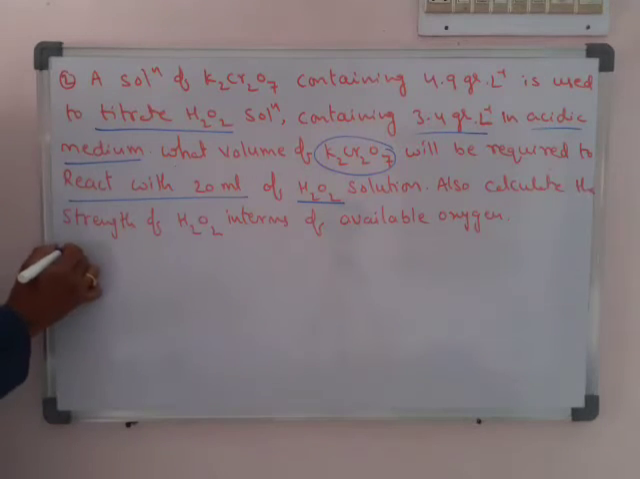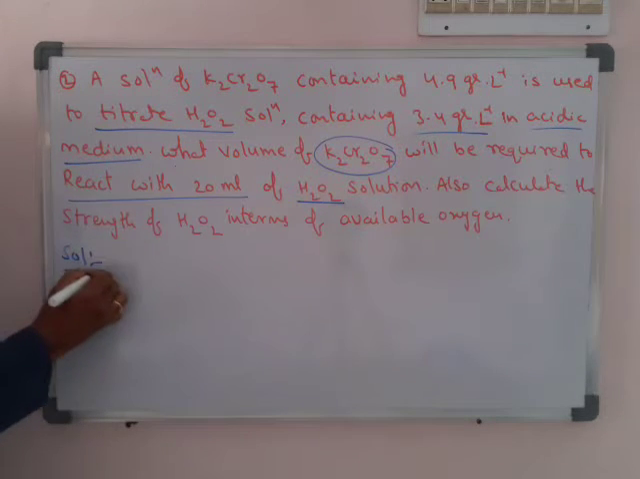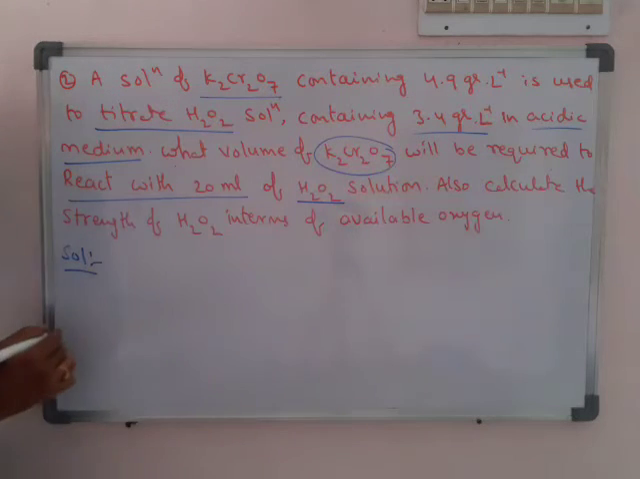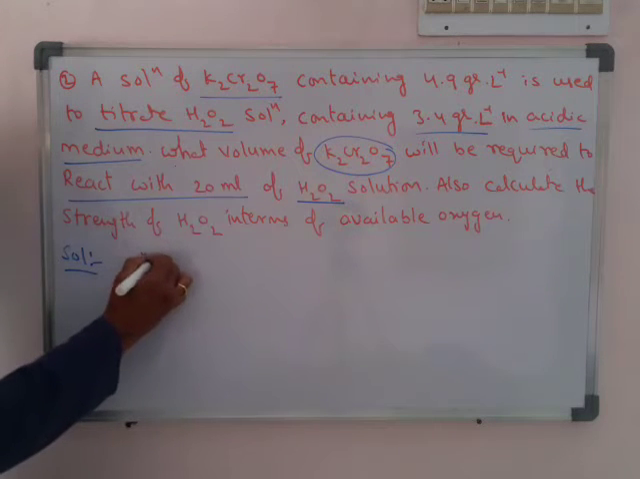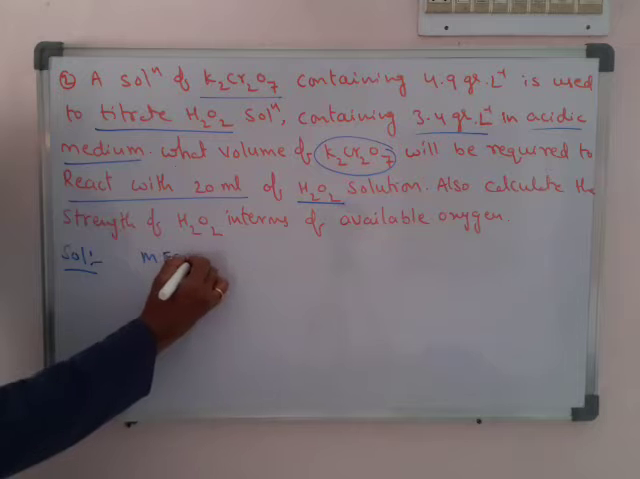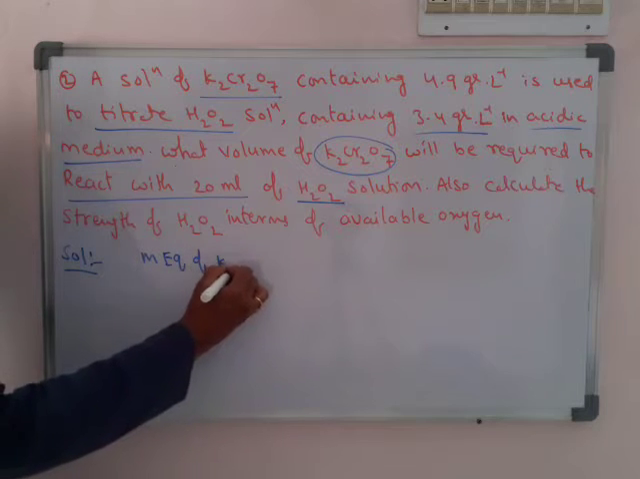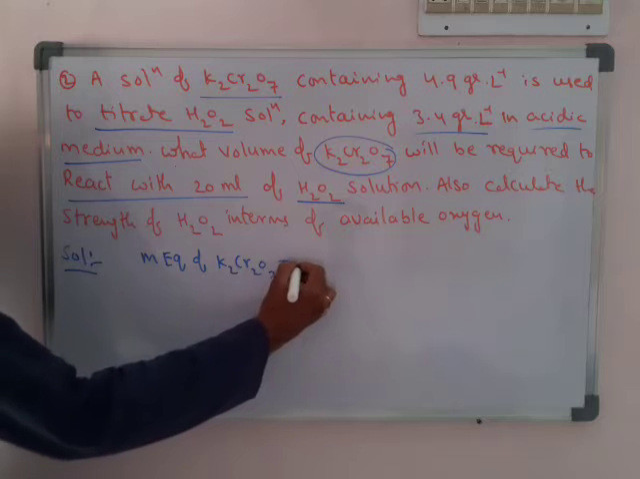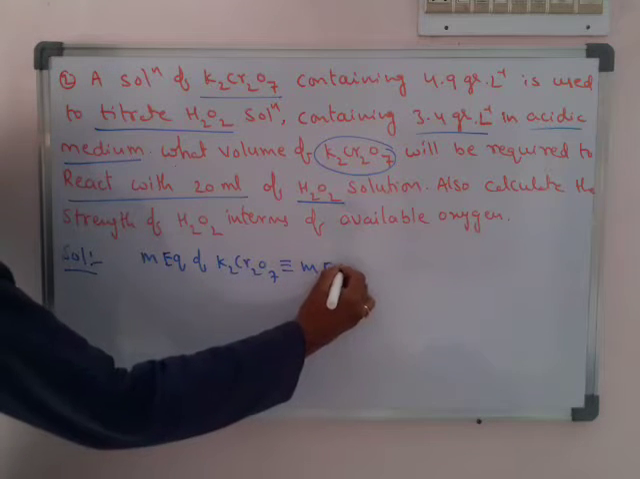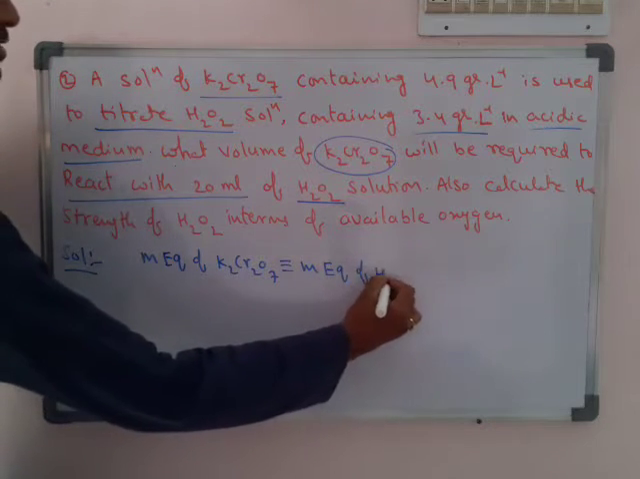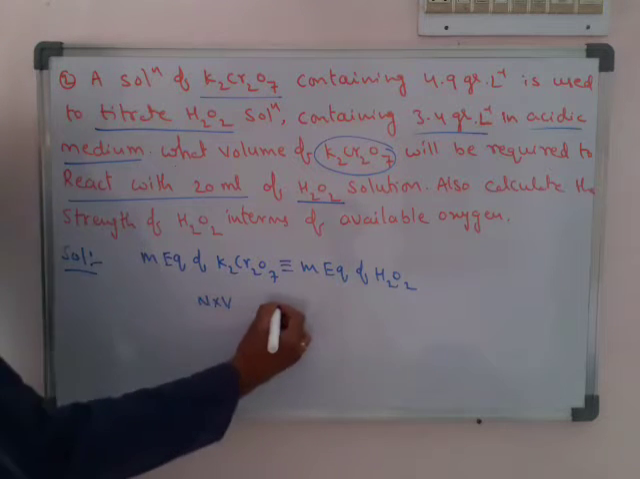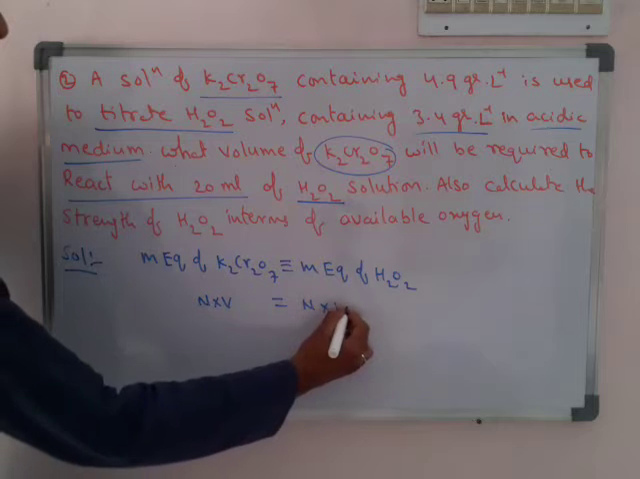Okay, first we read this step. So these two are reacted. Potassium dichromate and hydrogen peroxide are reacted. So we can write the milliequivalents of K2Cr2O7, or dichromate ion, is exactly equal to milliequivalents of hydrogen peroxide. So normality into volume is equal to normality into volume.